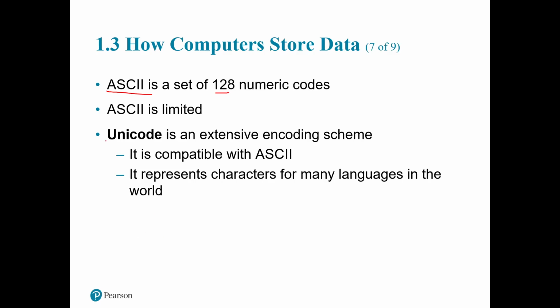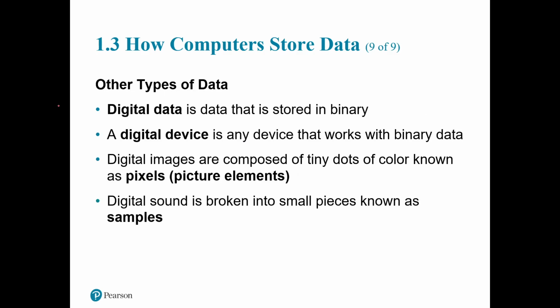However, we also have Unicode. Unicode is an extensive encoding scheme, and it is compatible with ASCII, but it also represents characters for many other languages that exist in the world. Here are some other types of data that are stored in binary. Digital data, this is what we call anything that is stored in binary. Then a digital device is any device that's going to work with your binary data, and also digital images that are composed of some tiny dots of color. We call it pixels, which comes from picture elements. And then digital sound is broken into smaller pieces that are known as samples.